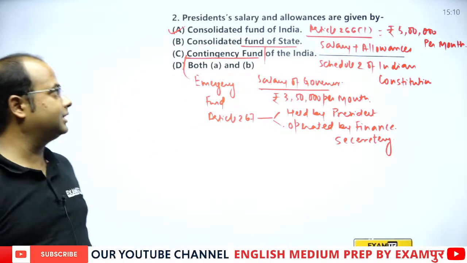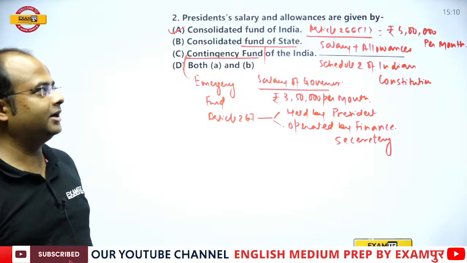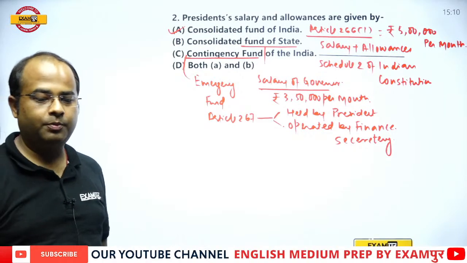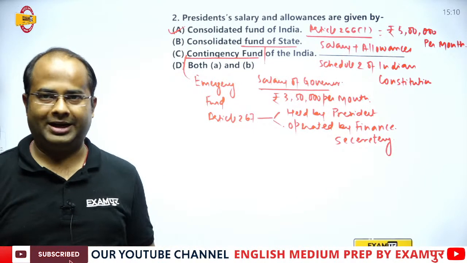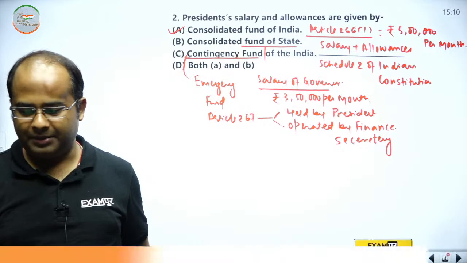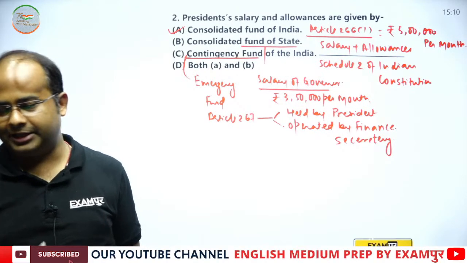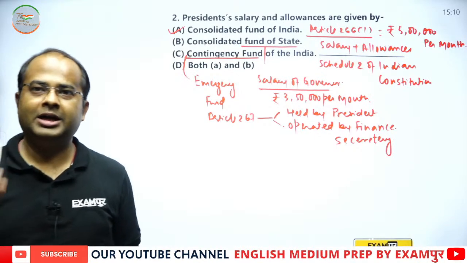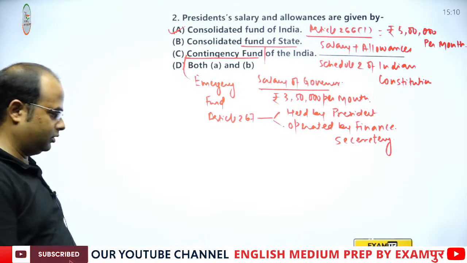Therefore, guys, the correct answer will be option A, the Consolidated Fund of India, from where the salary is given, and that is 5 lakh rupees per month. The salary is taxable, while the allowances are non-taxable. Salary is completely taxable, guys. Therefore, the correct answer will be option A, the Consolidated Fund of India. Salary and allowances are all mentioned in Schedule 2 of the Indian Constitution.